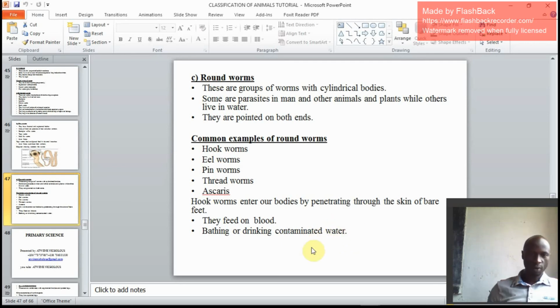That's briefly what we can discuss on the introduction to invertebrates, and we have seen those few groups. We are coming to arthropods.